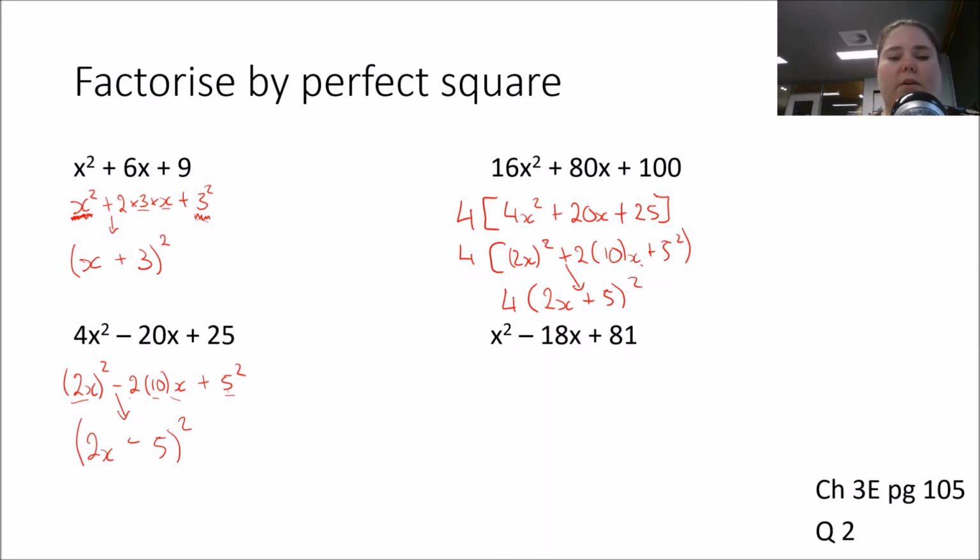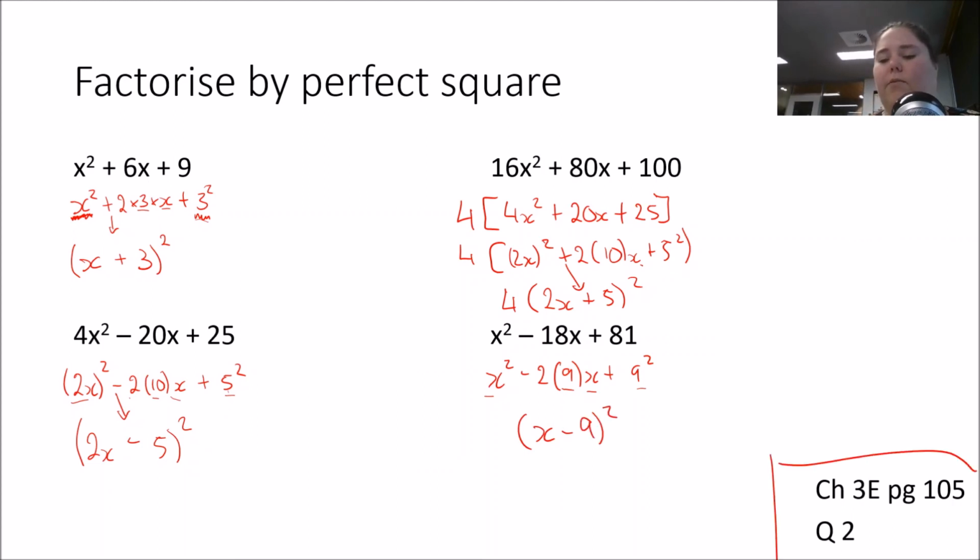Fantastic. Alright, one last one. We've got something squared minus 2 lots of 9x plus 9 squared. Perfect, we've got our two numbers in the middle, times by 2, so that one comes out as x minus 9 squared. Practicing those here.